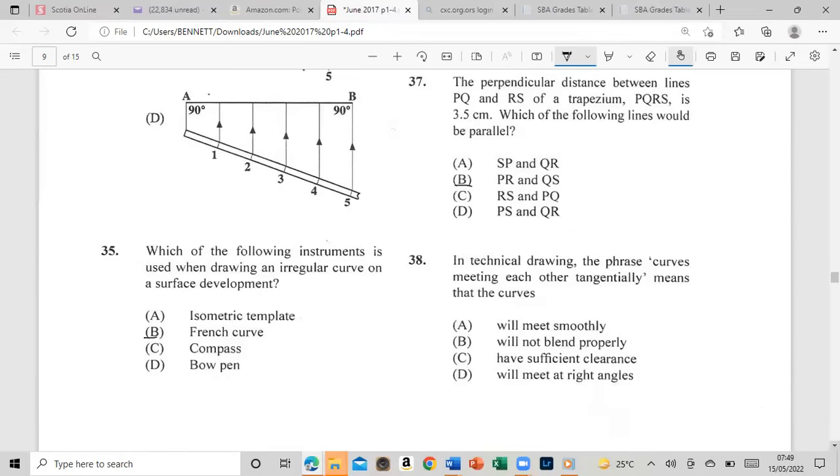In technical drawing, the phrase curves meeting each other tangentially means that the curve: A, will meet smoothly; B, will not blend properly; C, have sufficient clearance; or D, will meet at right angles. And that is A, will meet smoothly.